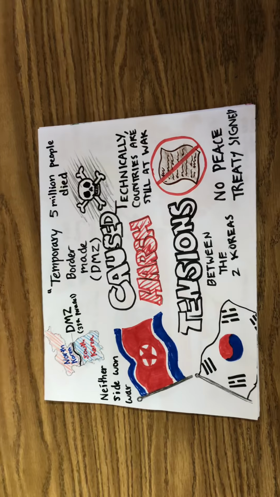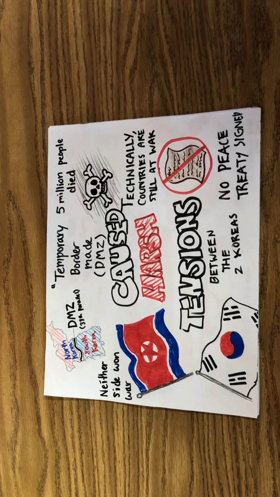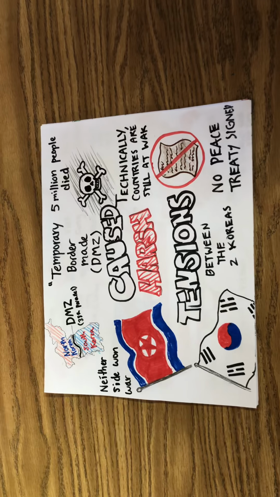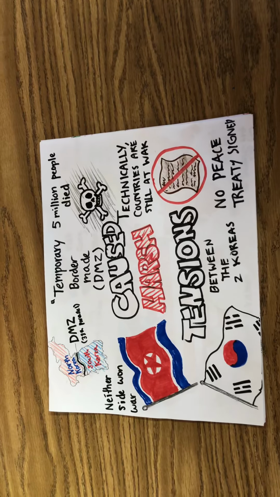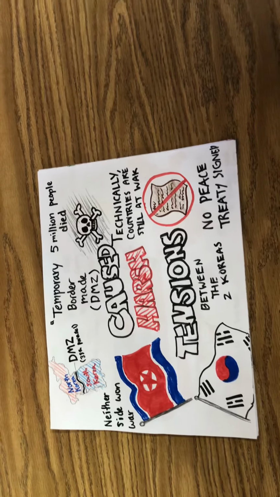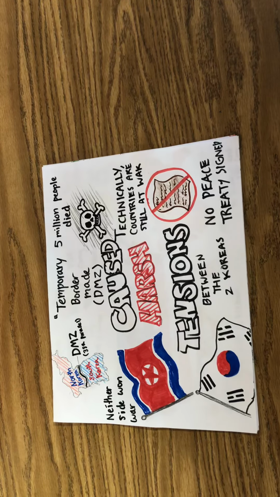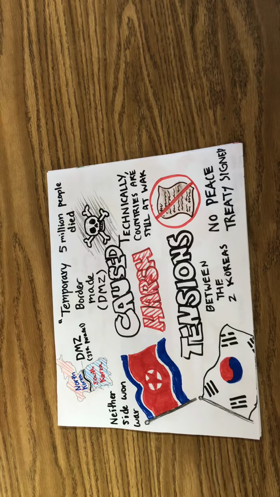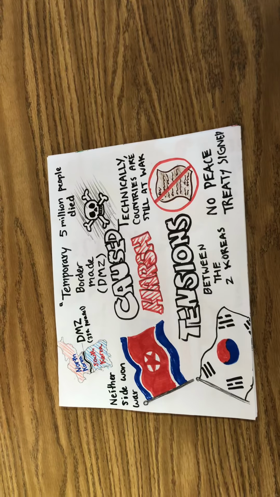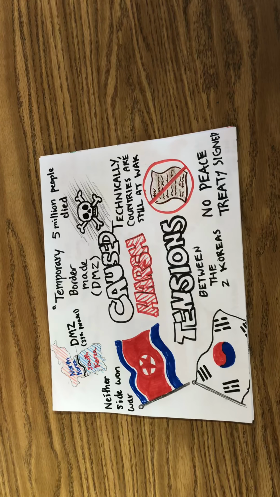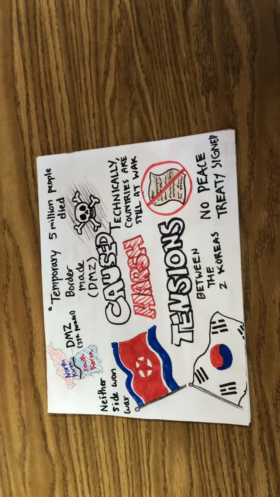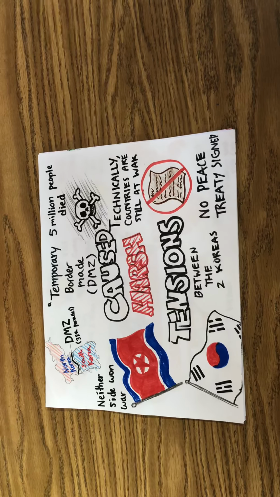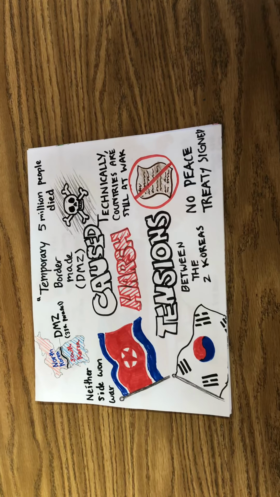The outcome of the Korean War was after 2 years of fighting, the war ended with an armistice. The war resulted in a stalemate. There still is no peace treaty to this day, which means technically the countries are still at war. The 38th parallel was a temporary border made to separate the two Koreas. It still separates the Koreas to this day. 5 million people, North and South Koreans, died in the war.